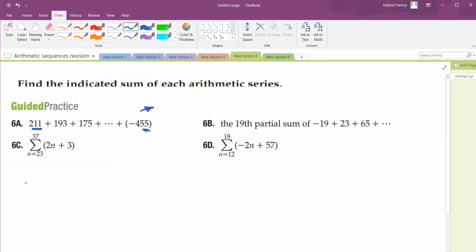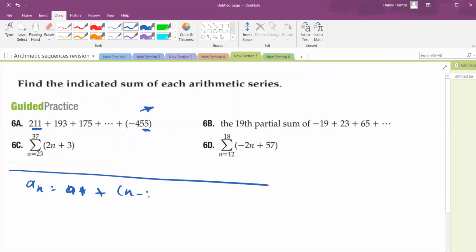Okay, guys. So how to find it? By using the general or the nth term. So an equals a1 plus n minus 1 multiplied by d. An is the last term, which is negative 455, equals a1, which is 211, plus n minus 1 multiplied by d.